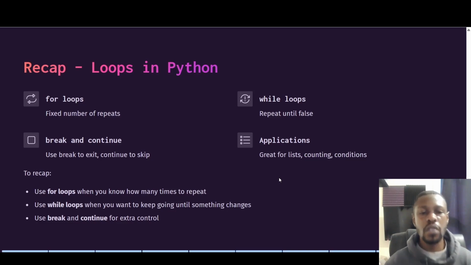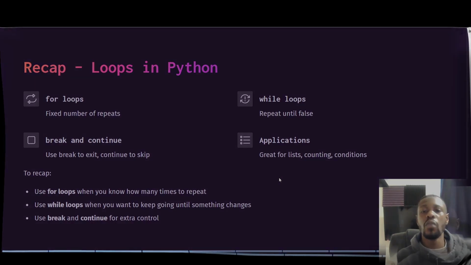Let's just do a quick recap. We use for loops when you know how many times you want to repeat a list or repeat an action. We use while loops when you want to keep going until something changes, until a condition is met. And we use break and continue for extra control, whether we want to skip or break out of a loop for whatever reason.